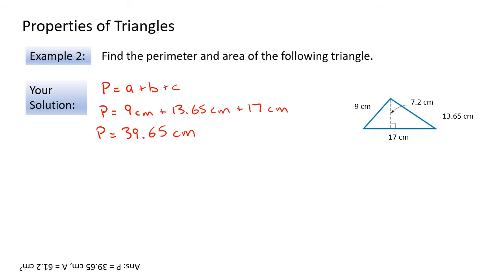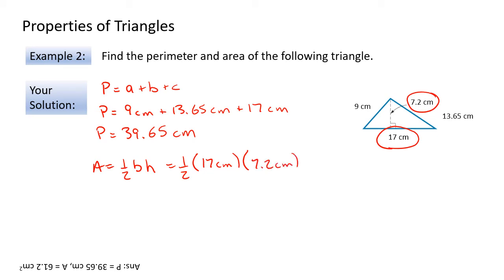Now in this question, for the area, we know the height. In other words, one of these altitudes is given as 7.2 centimeters. So the area is 1/2 times the base times the height. In this case, it's 1/2 times the base, the bottom piece, 17 centimeters, multiplied by the height, again this altitude given as 7.2 centimeters. If you multiply that out, you get 61.2, and it's centimeters squared, because it's centimeters multiplied by centimeters.